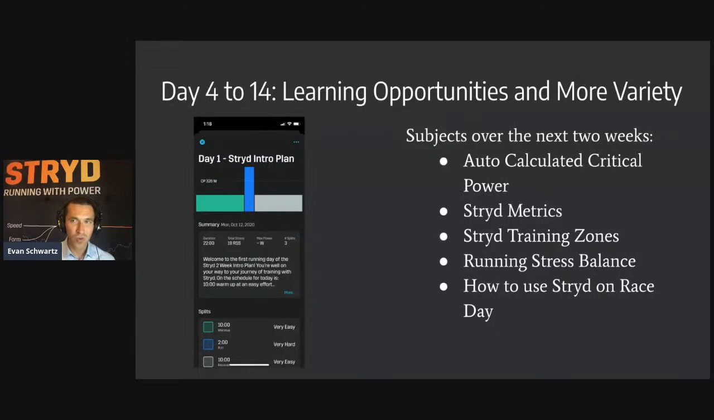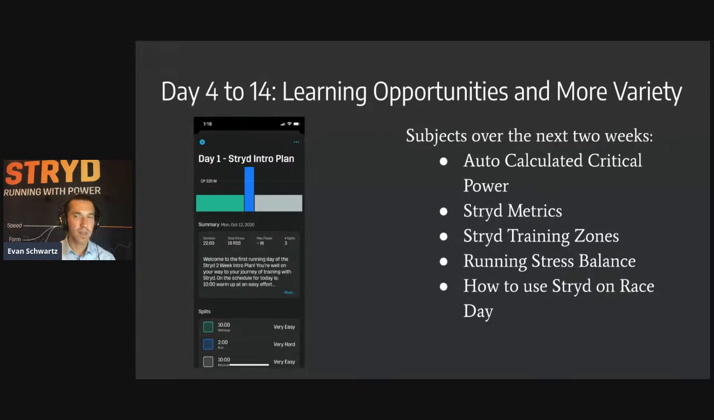Subjects over the 2-week period include things like auto-calculated critical power, going in depth on all the Stryd metrics, talking about the Stryd training zones, talking about running stress balance, and how to use Stryd on race day. So very, very crucial things to not only understanding how to follow a training plan over a 2-week period, but how to use Stryd to the best ability. The intro plan is a great, great learning opportunity there, and it's only a 2-week schedule. It really helps prime your fitness as well.